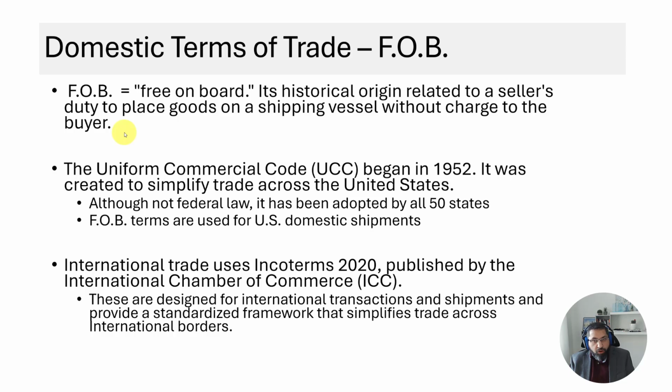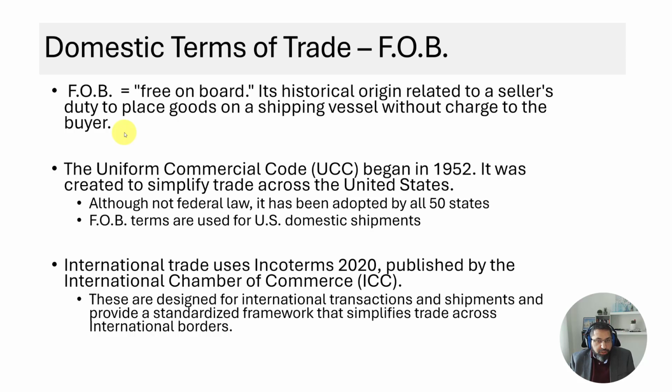Its historical origin comes from it being historically the seller's or the supplier's duty to place goods on a shipping vessel without charge to the buyer. So the buyer may pay for the shipping, but the seller would take goods and load up the ship, and that would be included in the price of the item. So that was called the FOB price, free on board, because this price includes the seller's responsibility to go and load up the ship.